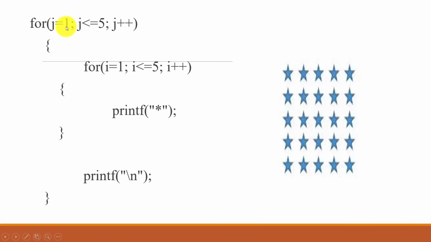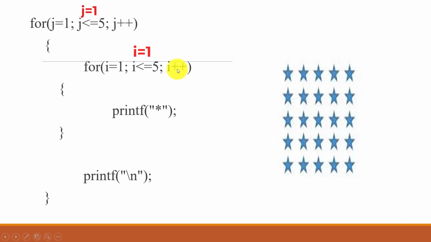At first j is equal to 1, j less than or equal to 5. Now this condition becomes true. Once this condition becomes true, the control jumps inside this curly bracket, that is, inside this for loop. Again i is initialized to 1. Again this condition is checked, i less than or equal to 5. Now this condition becomes true and it will jump inside this inner loop, that is, print star. So the first star gets printed.